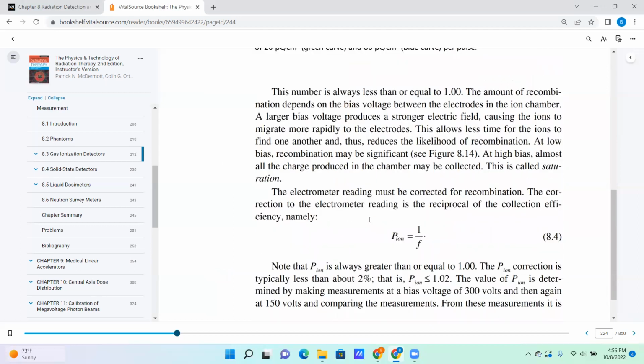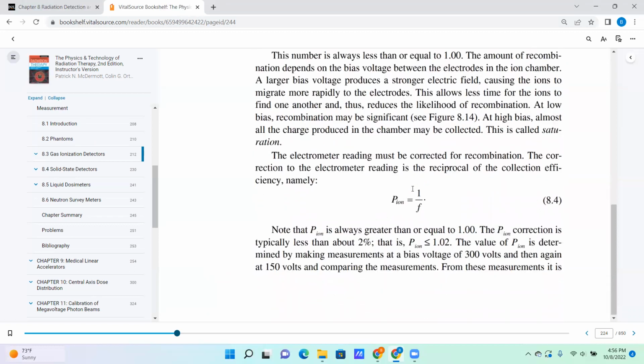This number is always less than or equal to 1. The amount of recombination depends on the bias voltage between the electrodes in the ion chamber. At high bias, almost all of the charge produced in the chamber may be collected, and this is called saturation. The electrometer reading must be corrected for recombination. The correction to the electrometer reading is the reciprocal of the collection efficiency, named P ion, or 1 over f. This is always greater than or equal to 1. It's typically less than about 2%, so roughly it's less than 1.02.